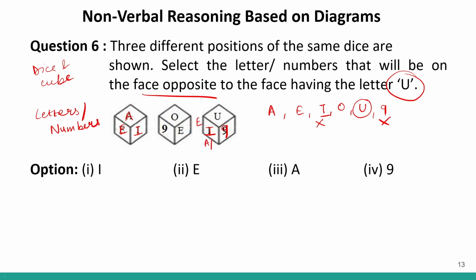Correct? Now, E has two adjacent things, that is 9 and O. So if 9 is adjacent to E, E will be here and A will be here, and the other letter that 9 is adjacent to, that is O, will be over here. Correct? So if O is over here, E is over here and A is over here, the opposite to U will be E. How? Because I will be opposite to O, 9 will be opposite to A, so U will be opposite to E. And this is given in option number 2. So option number 2 will be the correct answer.